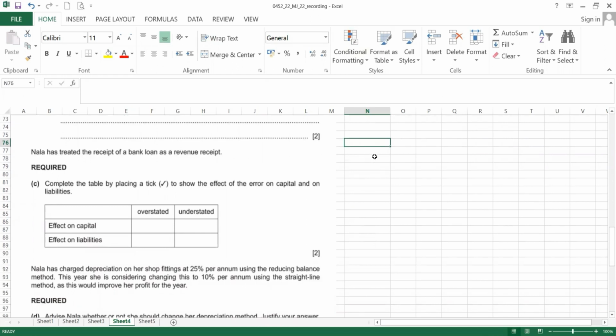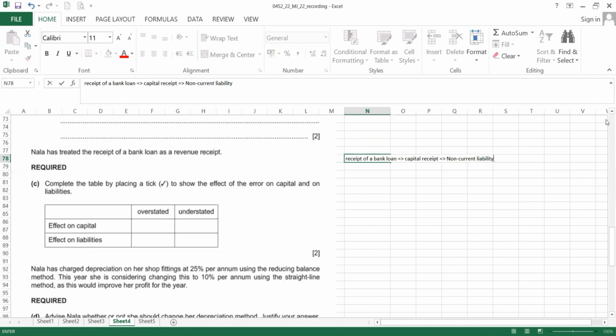Bank loan is actually a capital receipt. So that is the impact. So complete the table, show the effect on the capital and the liability. So here, first of all, receipt of a bank loan. This one should be the capital receipt, so this one should be the non-current liability. So what happened to the non-current liability? The non-current liability will be understated.